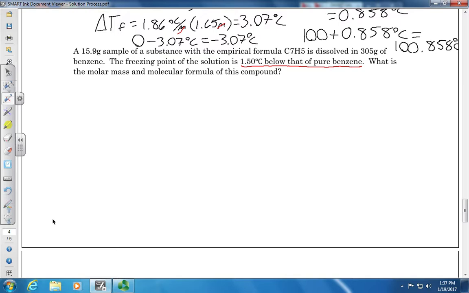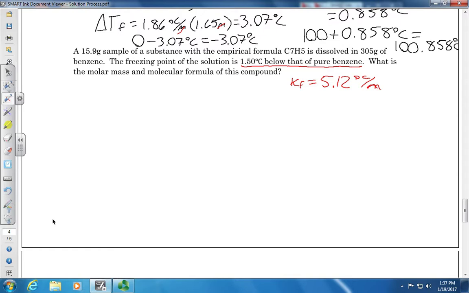Now our K sub F is something that you would have to look up in your book. Every substance has its own K sub F and K sub B. For benzene, K sub F is going to equal 5.12 degrees Celsius per molal.